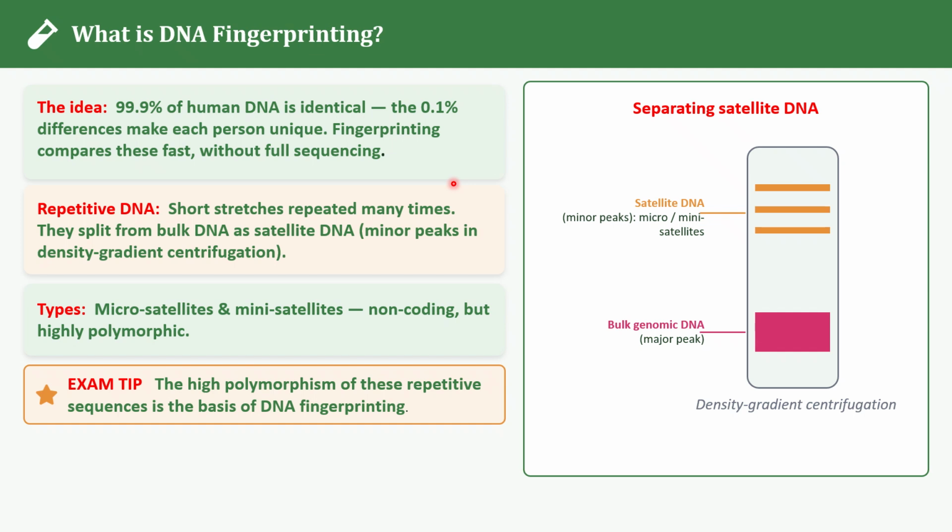Next we are going to see the repetitive DNA. DNA fingerprinting identifies the differences in specific regions of DNA called the repetitive DNA. Repetitive DNA consists of a short stretch of DNA that is repeated many times. For example, let us take ATGC. ATGC, ATGC, ATGC. What happens here? The sequence ATGC is repeated several times.